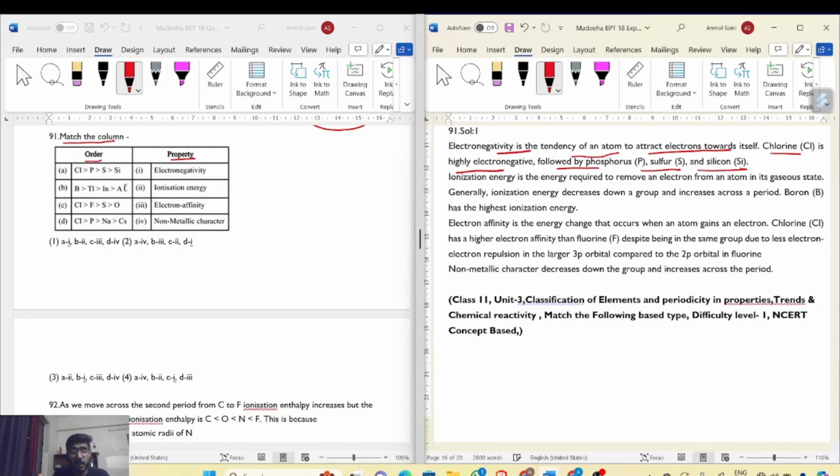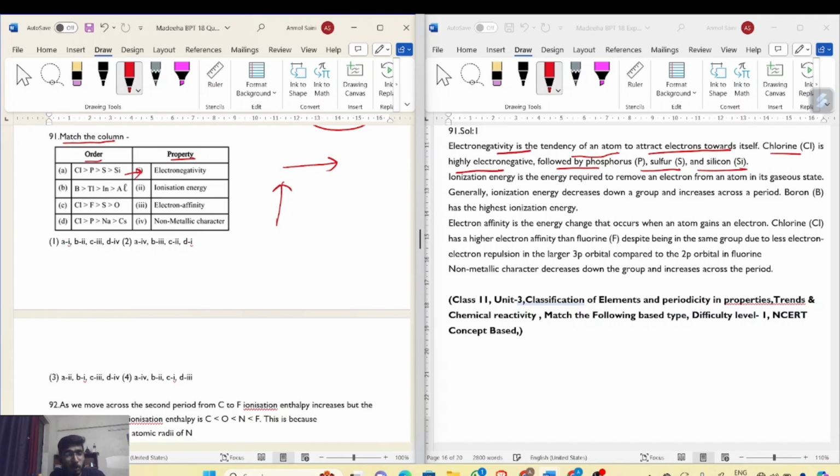We know that when we go from the left side of the periodic table to the right side, generally the electronegativity increases, and while going down the group, electronegativity decreases. When we go from left to right, electronegativity increases. When we go from up to down, electronegativity decreases. So A has the correct answer of option number 1.